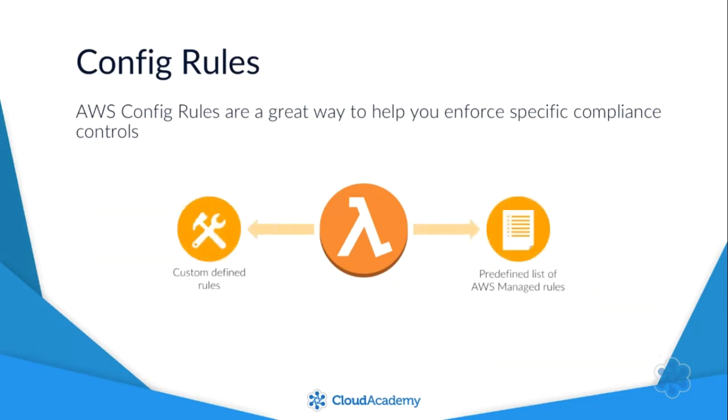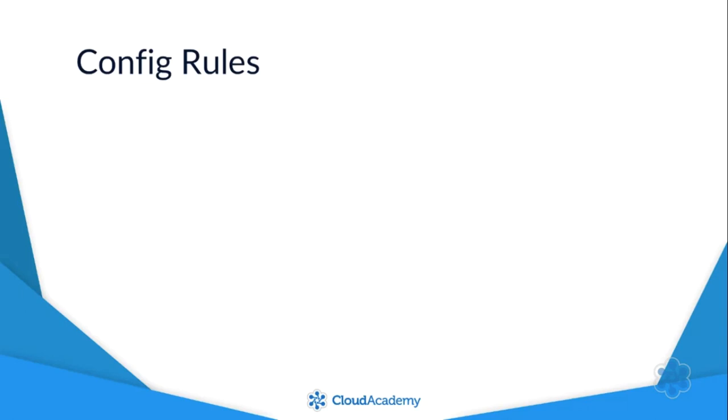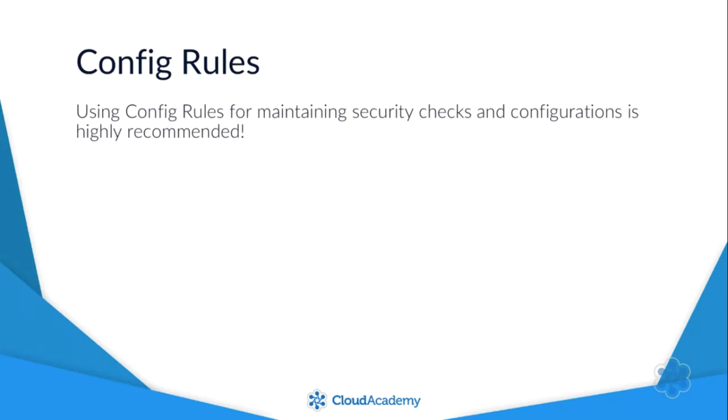These rules can be custom defined or selected from a predefined list of AWS managed rules that AWS has created on your behalf. Being able to create your own rules allows you to adopt best practices that you may have internally within your own enterprise or with other security best practices. By allowing AWS Config to monitor resources at this level, it adds another level of automation, helping to prevent misconfigurations made by human error being left, which could lead to a security risk or, even worse, a breach. I highly recommend using config rules for maintaining security checks and configurations.